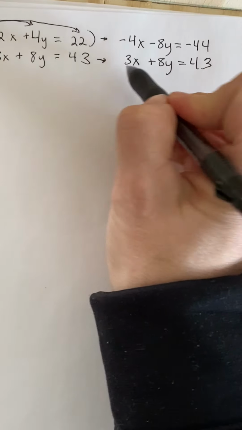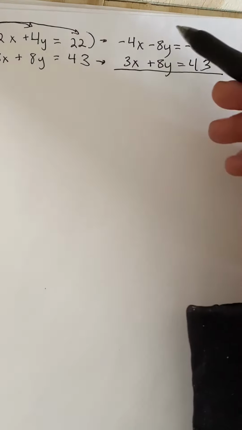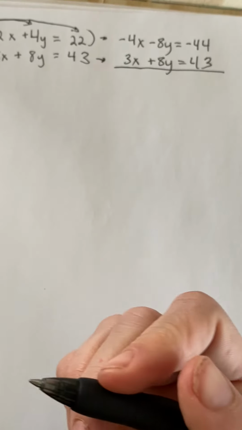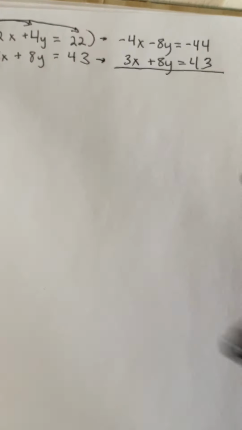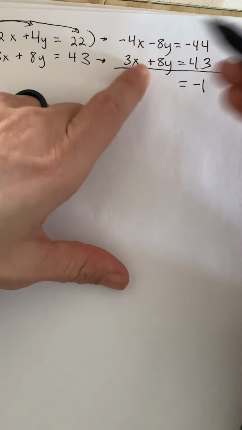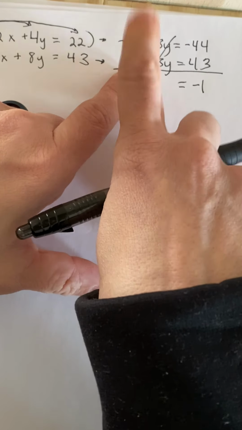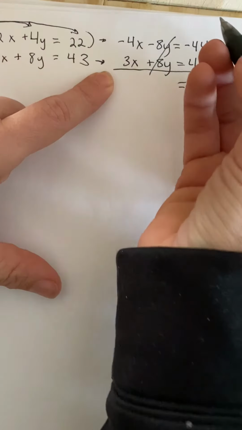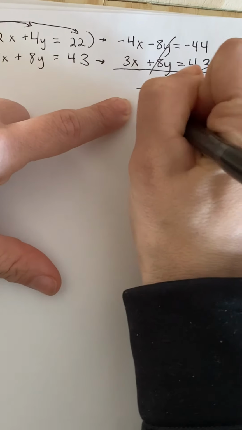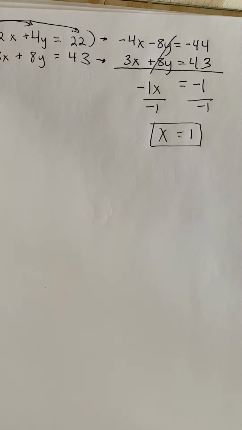These I can then combine, okay? What I'm left with is, like, this is what I was saying, how it's like that vertical addition problem where you're adding down. When I add these together, -44 plus 43 is -1, right? -8y plus 8y, that was what we were going for. That eliminates, that's where that name elimination comes from. -4x plus 3x gives me -1x. Okay, so I'm really close to a solution here. Divide by -1, get x equals +1. Okay, that is my x value.